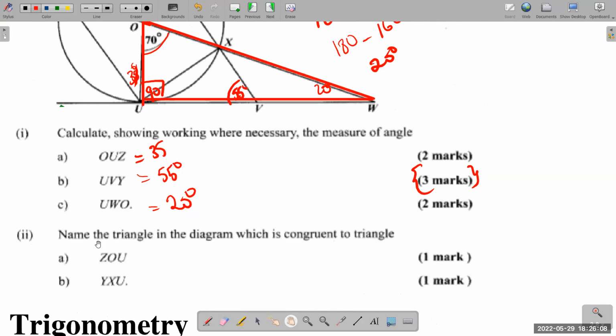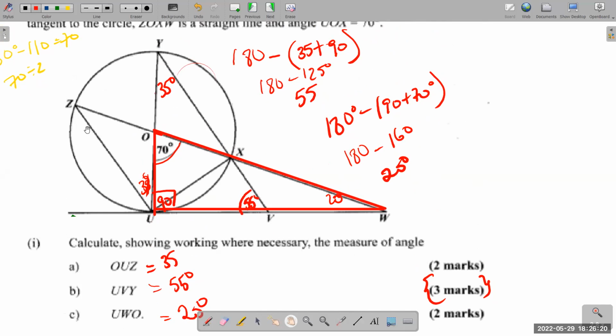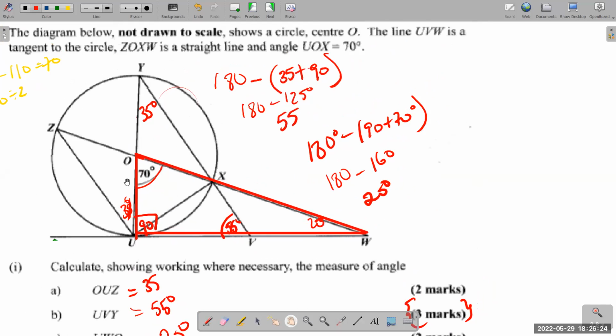Excellent. Now this is easy. Name the triangle in the diagram which is congruent to triangle ZOU. Congruent means the same size, same angles. ZOU. Where's ZOU? If you don't know that, I'm going to run away right now. Which is the triangle that's congruent to that? What's the name of it? It's right there in your face. We talked about it just a while ago.